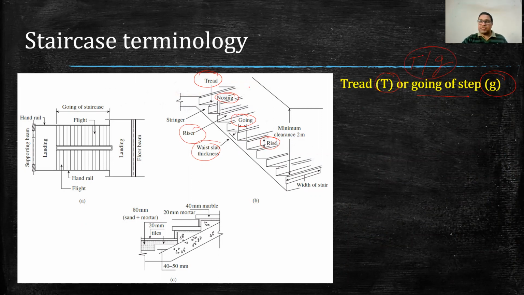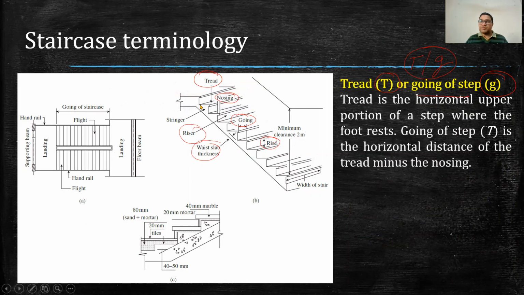Tread is basically a horizontal part of a step where the foot rests. So in this case also this one is the tread, and tread is basically the horizontal distance of the tread minus the nosing. So in the tread there are two terms. In this case you can see tread will be measured up to this point, and this part is basically the nosing. So what is nosing? We will see that in the next slide.